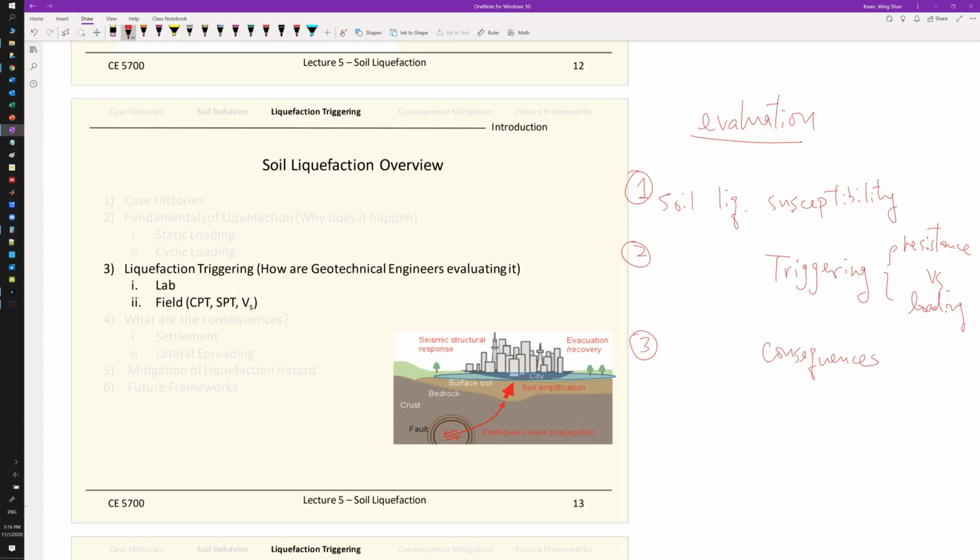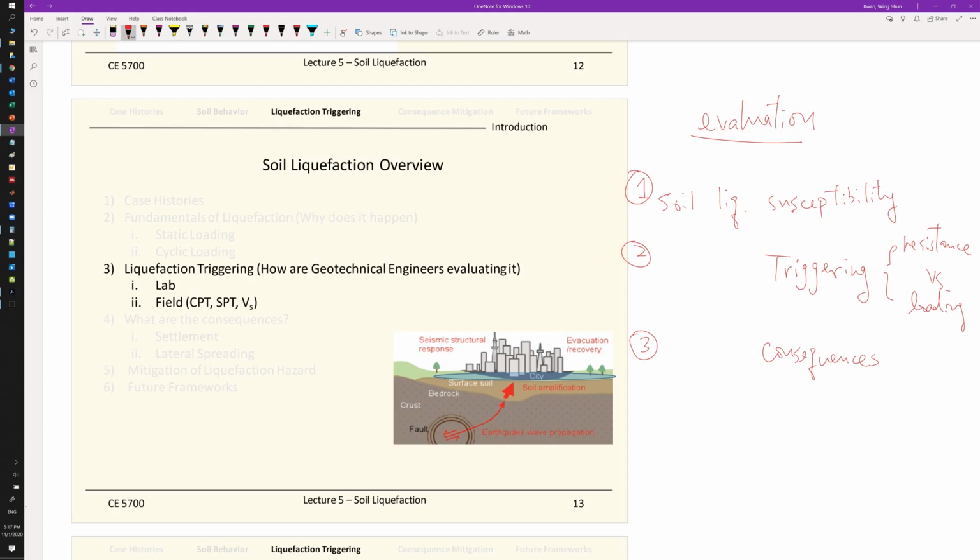So each step, there's a sequence there. So if the soil is not susceptible to soil liquefaction, then you're pretty much done. You don't need to move on to step 2 and step 3. But in the case that yes, the soil is susceptible to soil liquefaction, then you ask whether the loading is enough to trigger soil liquefaction. Then we do the second step. And if the answer is yes, the loading is large enough for triggering, then you also need to estimate the consequence when liquefaction happens for a project site.